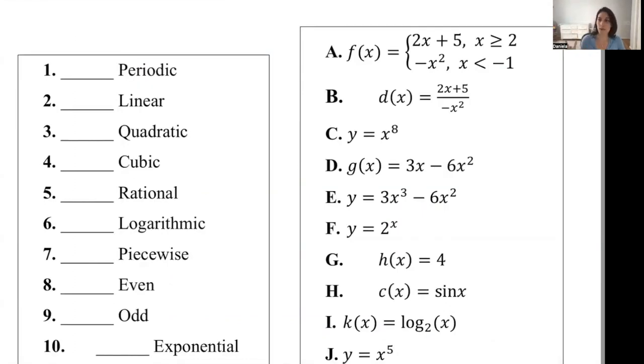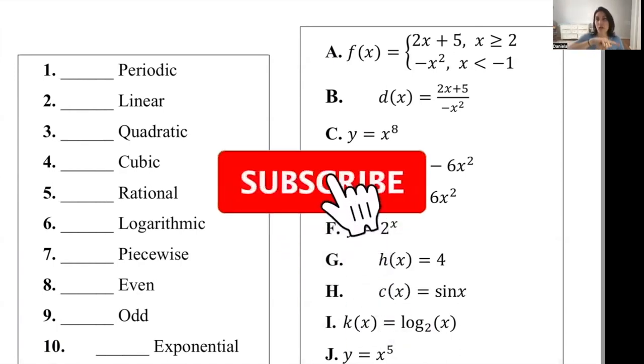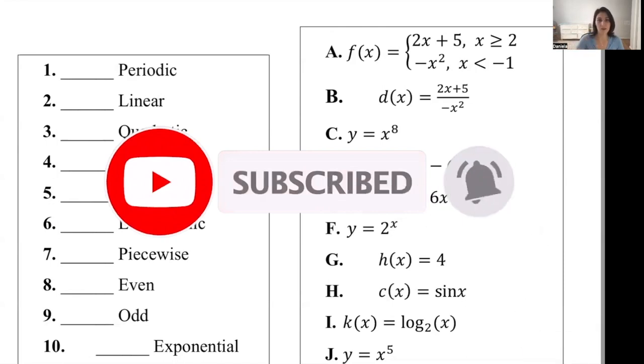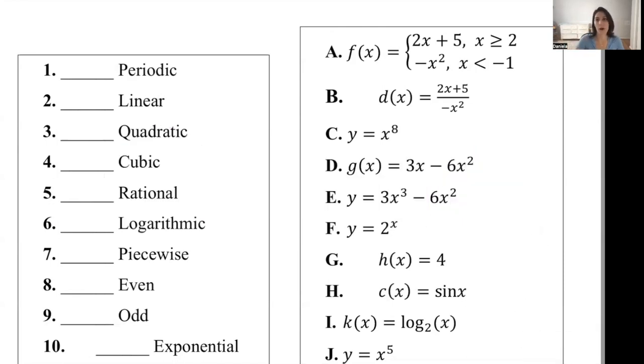So now we're going to match the types of functions. So the first one, periodic. A periodic function literally means that it has to be a function, right? So it passes the vertical line test. But periodic means that it returns to the same value at regular intervals, right? So sine and cosine waves or functions, those are classic periodic functions, right? Notice you have that oscillating. They return to the same value at regular intervals. So that is why the correct answer for number one is going to be H, right?